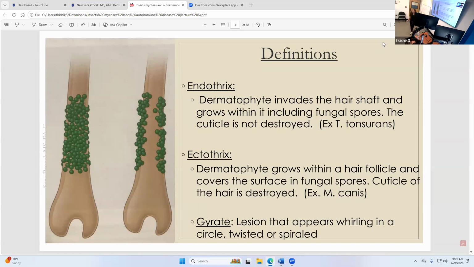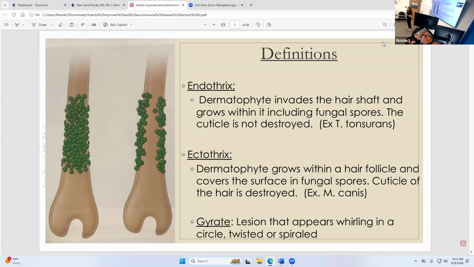Ectothrix is our next definition. So this is going to be where you have the dermatophyte infection affecting the outside of the hair. Specifically, it's going to be affecting the hair follicle, which is going to coat the outside of the hair in fungal elements and spores. All right, and with that, the cuticle of the hair is going to be destroyed. This is going to be relevant when we talk about tinea capitis later.